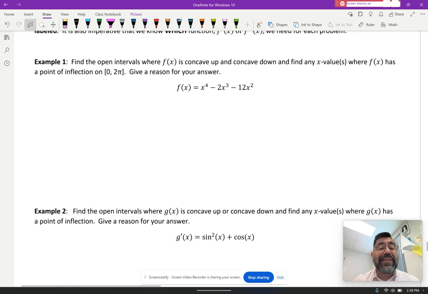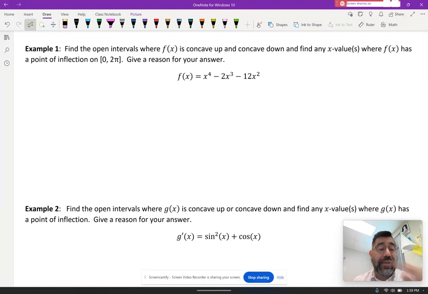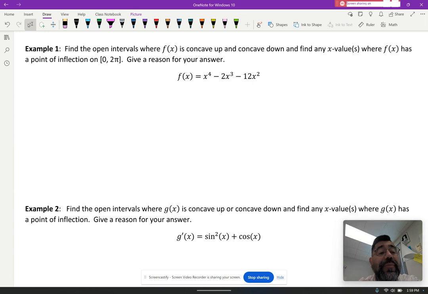So we're going to start with example 1 here, and we'll finish example 1 in this video. The question is, can you find the open intervals where the function f of x is concave up and where it's concave down? And can you find any x values where the function f of x has a point of inflection on the interval between 0 and 2 pi? Give a reason for your answer.